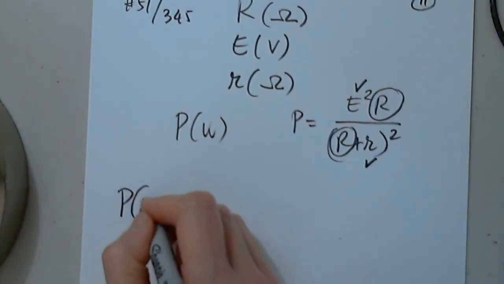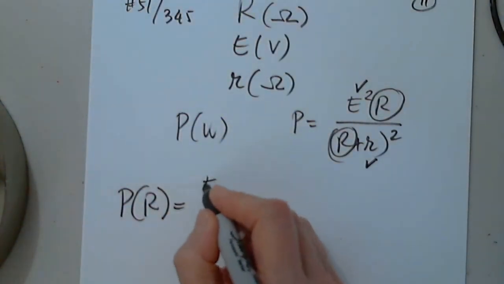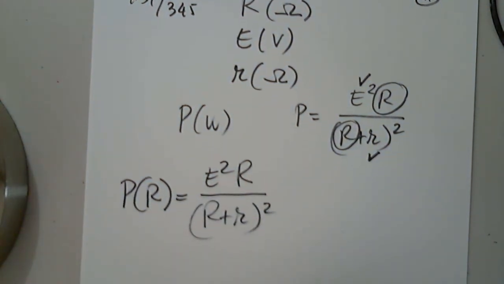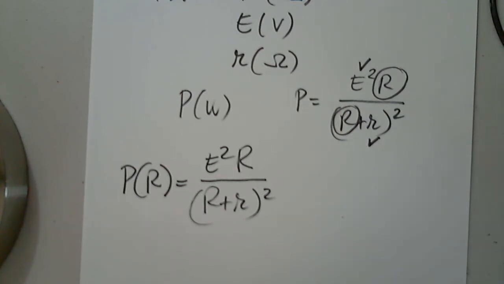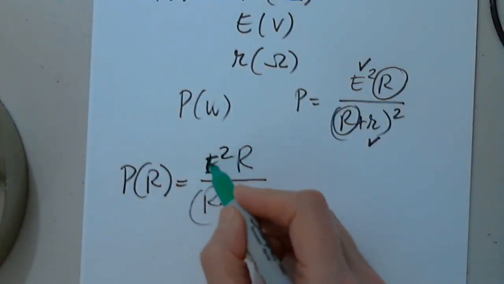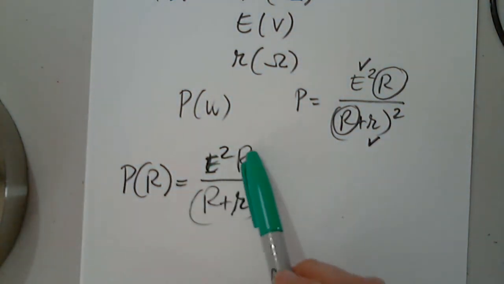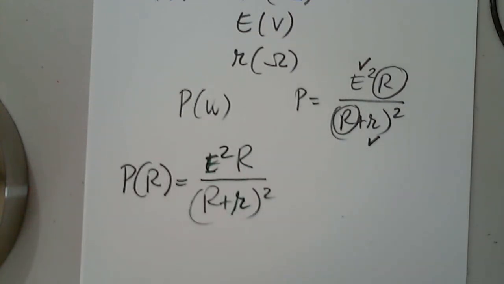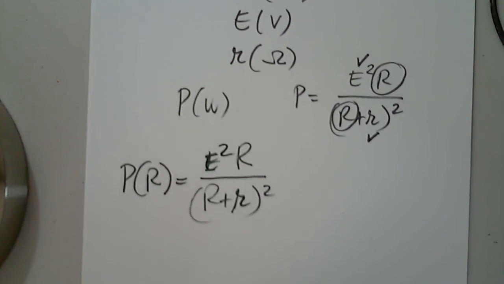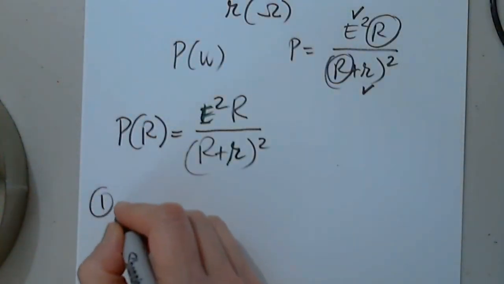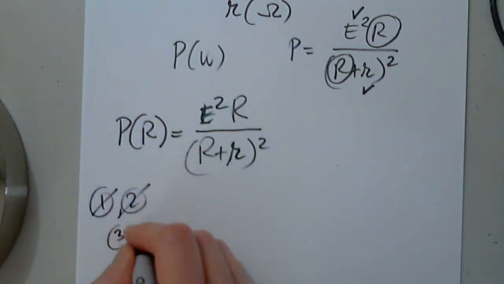So this should be P of R, to be exact. E squared R over R plus r squared. These are constants. This is a constant, and this is a constant. They want us to find R to maximize the power. So there is no need for a figure. There is no need for finding a function. We are going directly to step 3. So step 1 and step 2 are not necessary here.